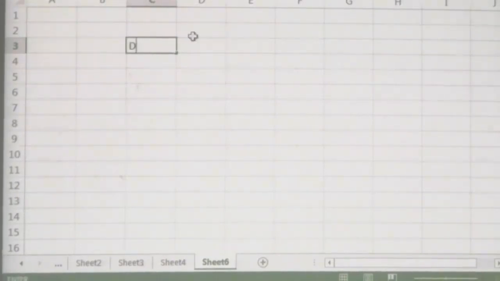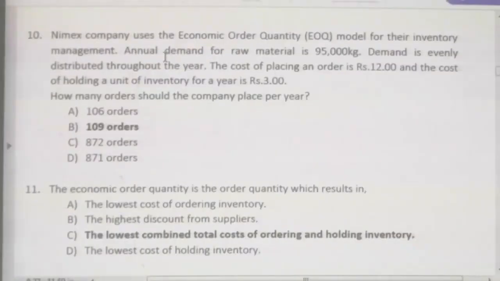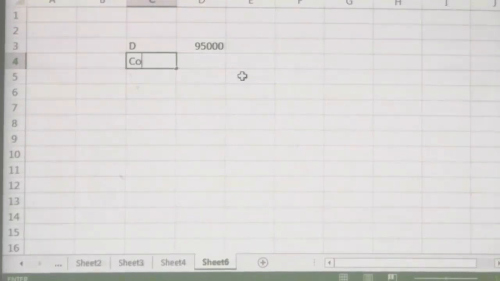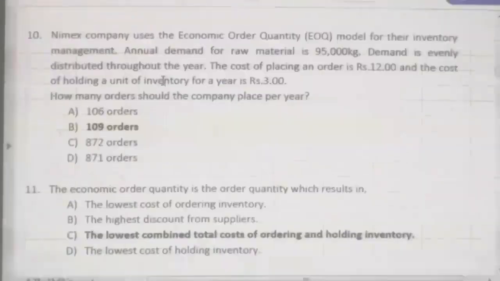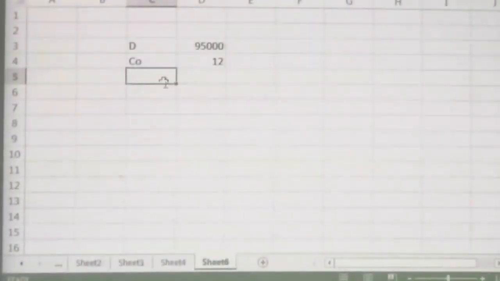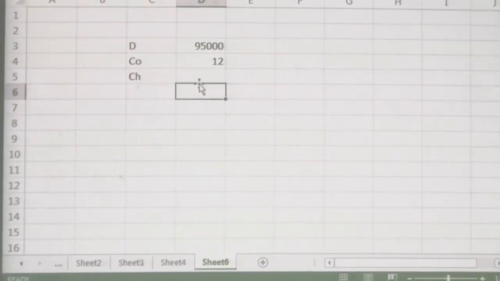D, how much? 95,000. Then what other information is given? Demand is evenly distributed throughout the year. The cost of placing an order, CO, 12. Then the cost of holding a unit, CH, 3 rupees.